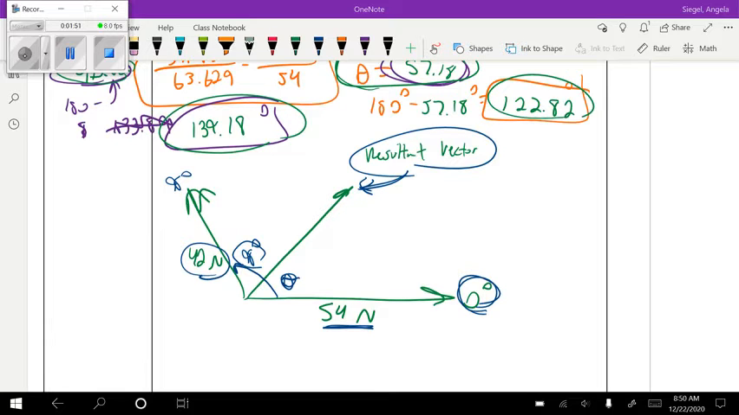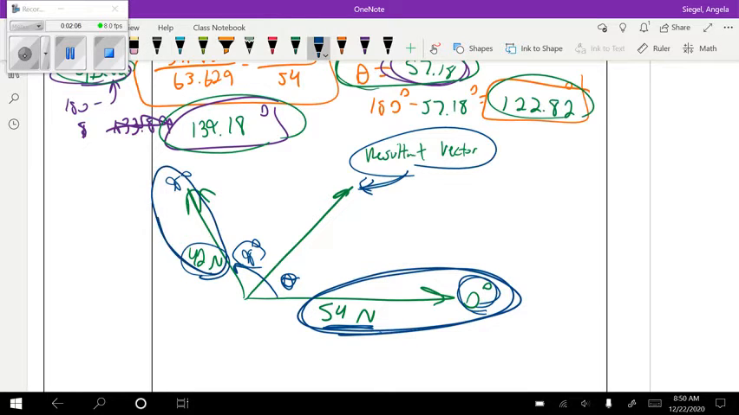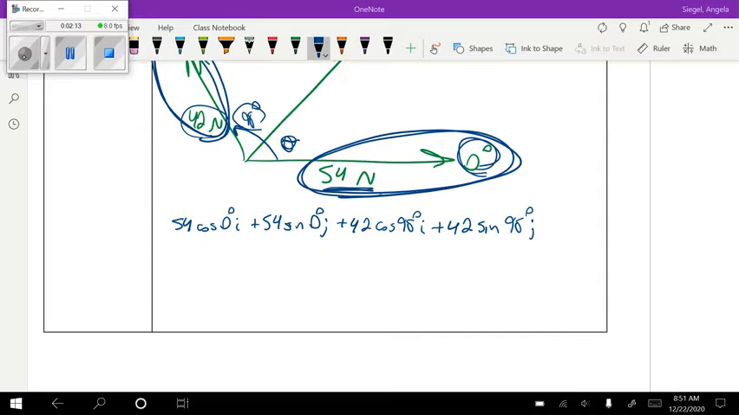As we learned in the last problem, the resultant vector is the sum of the two forces. So I'm just going to apply that. Notice that the direction for this 54 is 0 degrees, and the direction for the 42 is going to be 98 degrees. So that's what I'm going to use in my formula that you're going to see. Okay, so this is my formula. I'm just adding the two vectors together. So if you'll notice, that's what I did there.